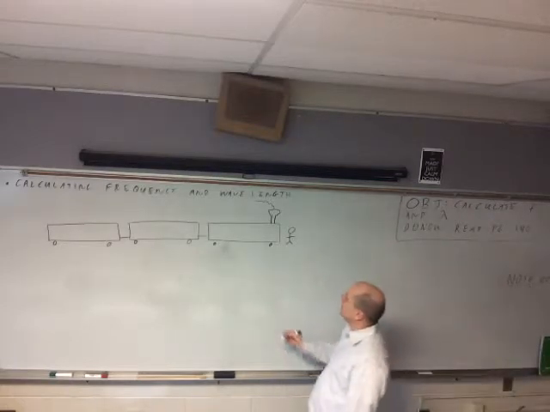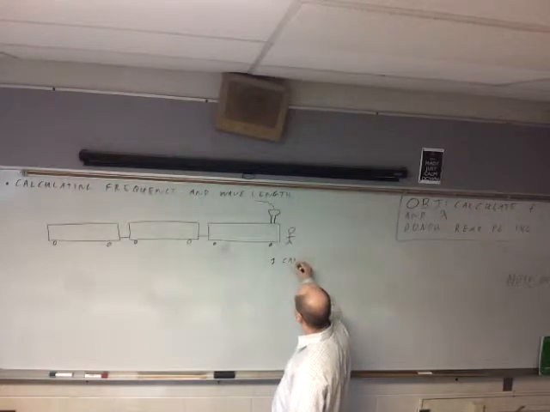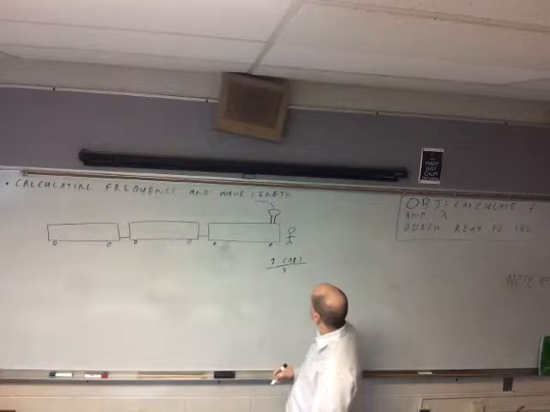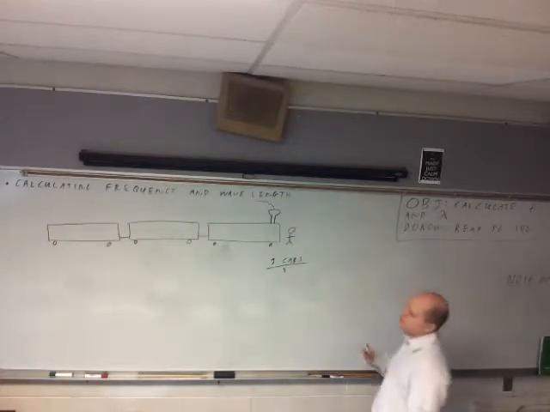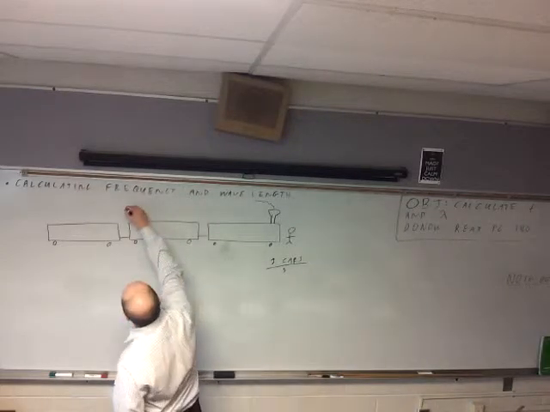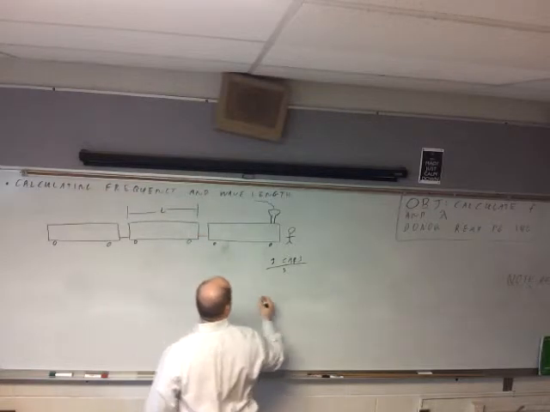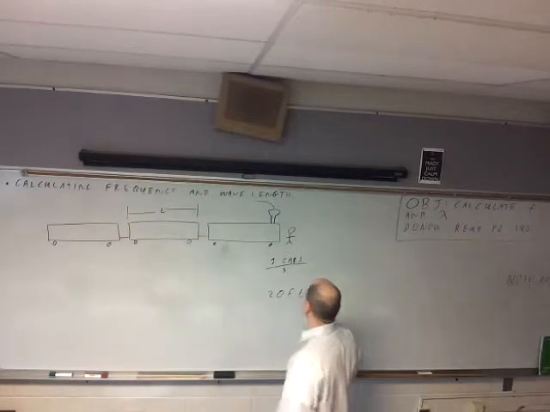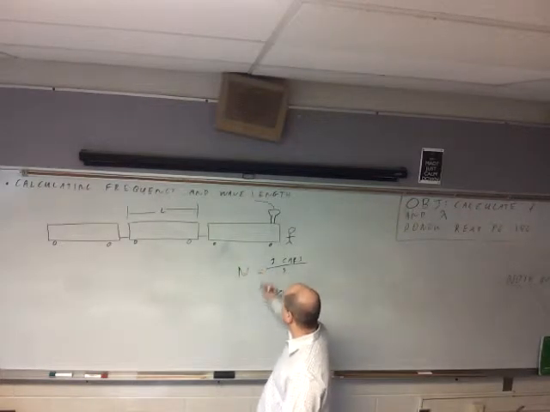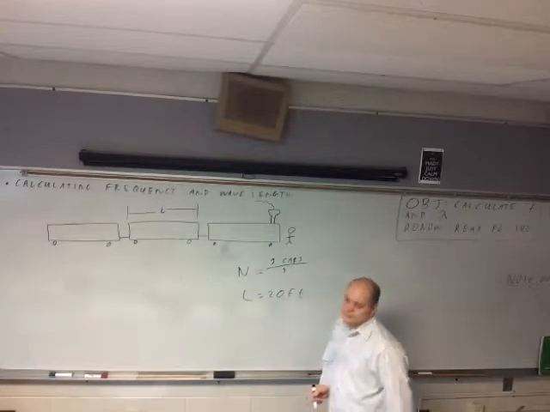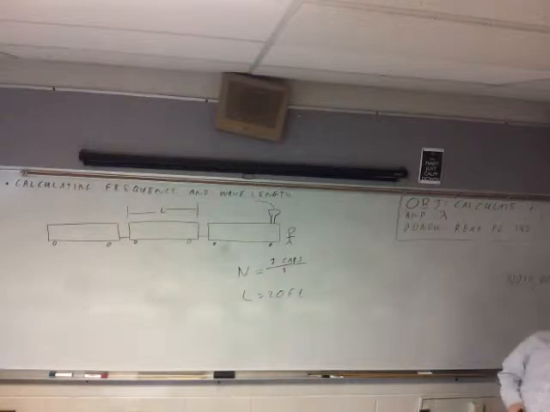Let's say 3 cars pass you every second. 3 cars per second. And let's say the length of each train car, assuming they're all the same, is, I don't know, 20 feet. So this will be the number of cars, and this will be the length of each car. So 3 cars pass you every second, and each car is 20 feet long.